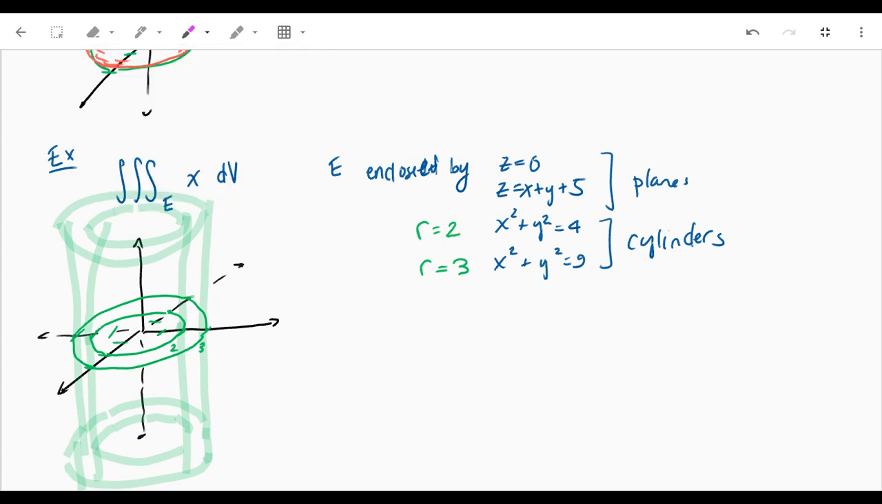Okay, and then also this plane, z equals x plus y plus 5. So you can get some points there. If x is 0 and y is 0, then z is 5. If z is 0 and x is 0, then y is negative 5. And then what's the other one? x would be negative 5 too. Y is negative 5, x is negative 5.